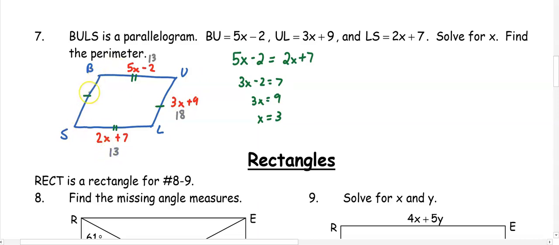And this other side, SB, doesn't have a length. Remember, our opposite sides are congruent, so this is also 18. So to get the perimeter, we would add 13 plus 18 plus 13 plus 18. And when we add those together, we get 62.